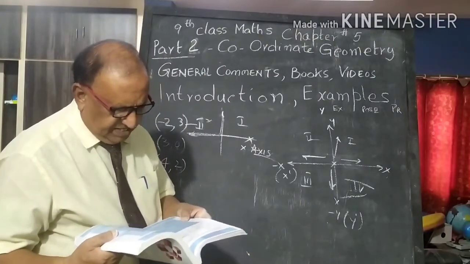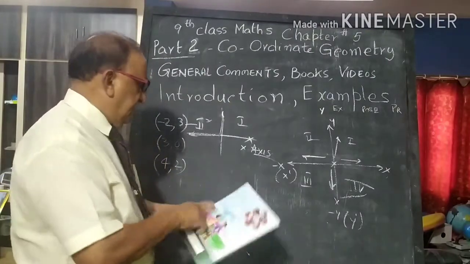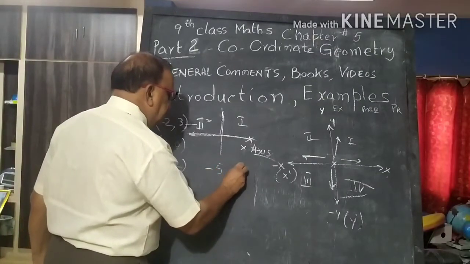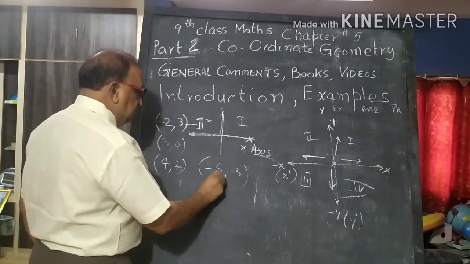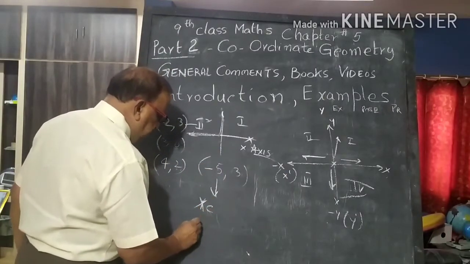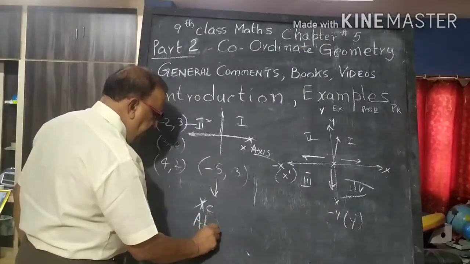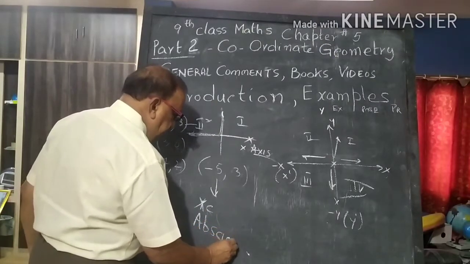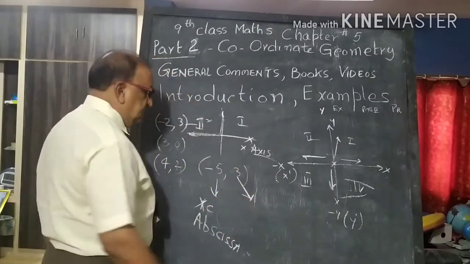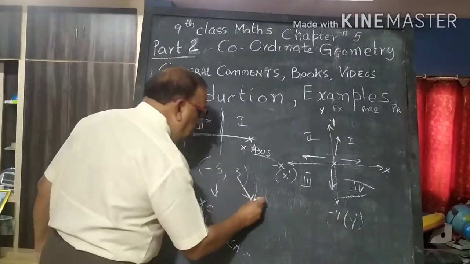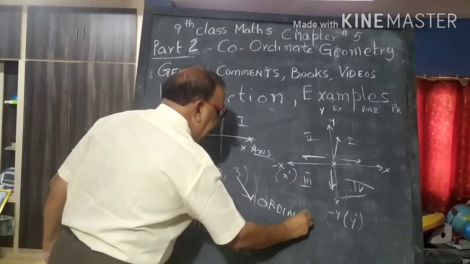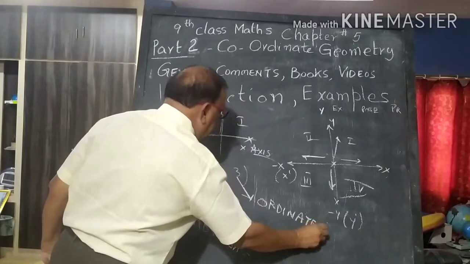Write the abscissa and the ordinate of the following points. Abscissa and ordinate. Now, let's say the first problem is (-5, 3). The first number is the x coordinate, which is also called abscissa, A, B, S, C, I, S, S, A. Right? 3, the second number, is the y coordinate or ordinate, O, R, D, I, N, A, T, E. This is called the ordinate.